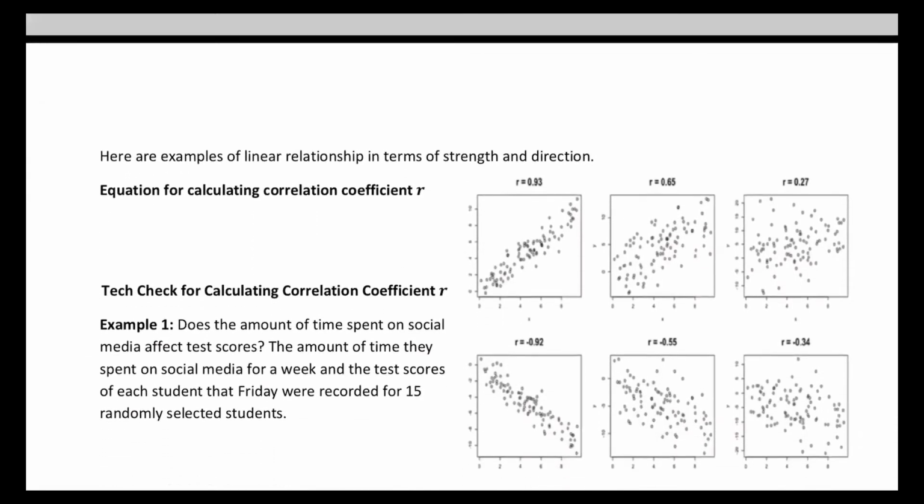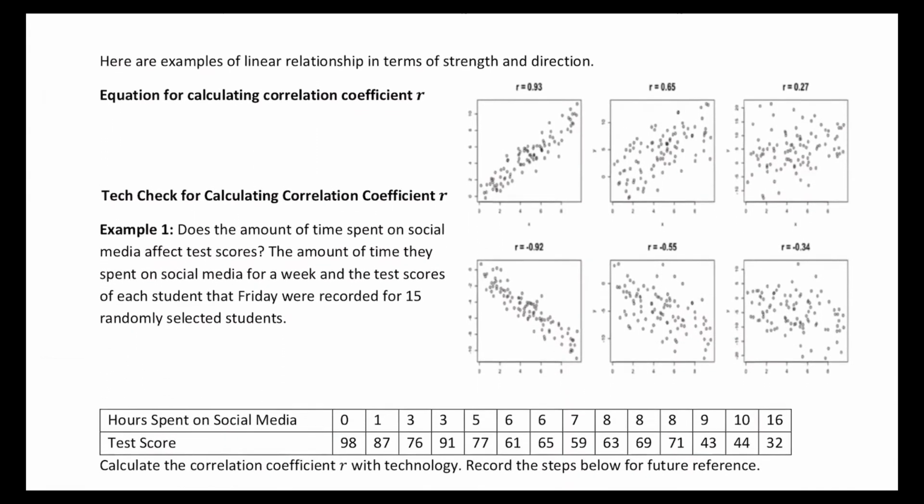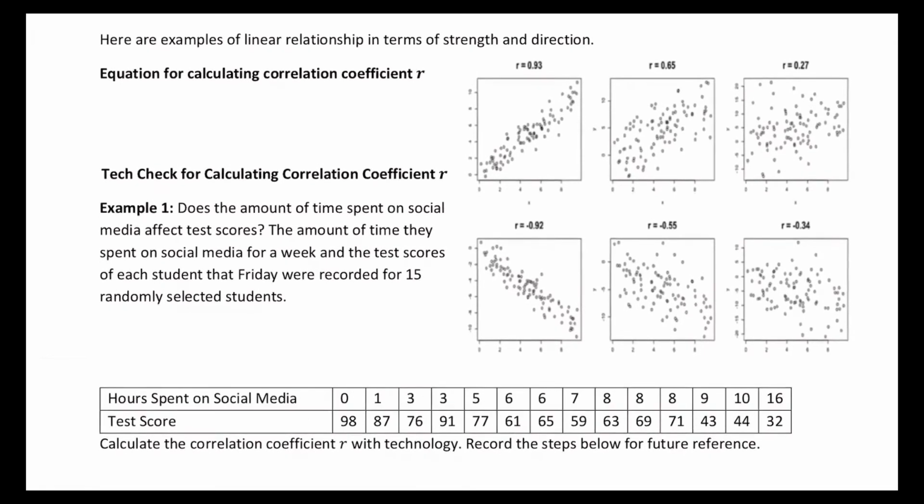So here we have some examples of linear relationships and correlation in terms of strength and direction. We can see that here we have the R value for each of those graphs, and based on the way that number changes, the scatter plot is also a different picture. So just so you have it, here is the equation for calculating R, a correlation. You won't really ever need to do this by hand. Thankfully, we have the nice little tech check that's coming up, so you can just do it all in your calculator.